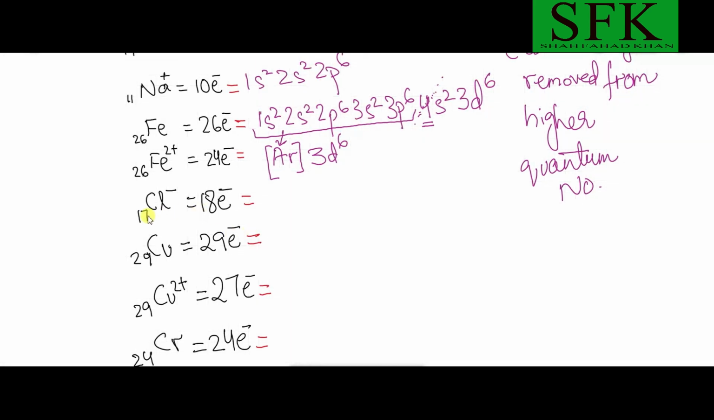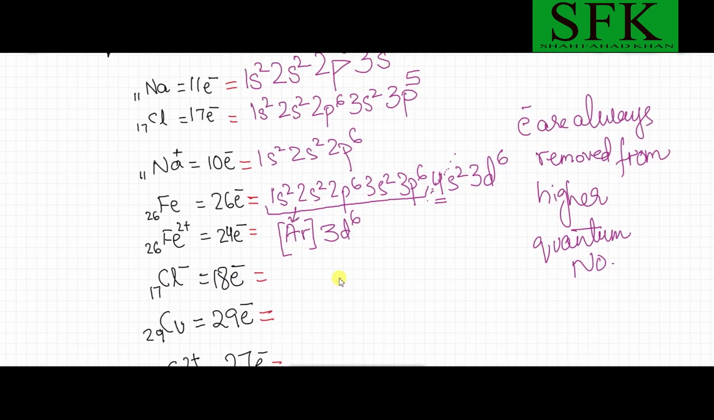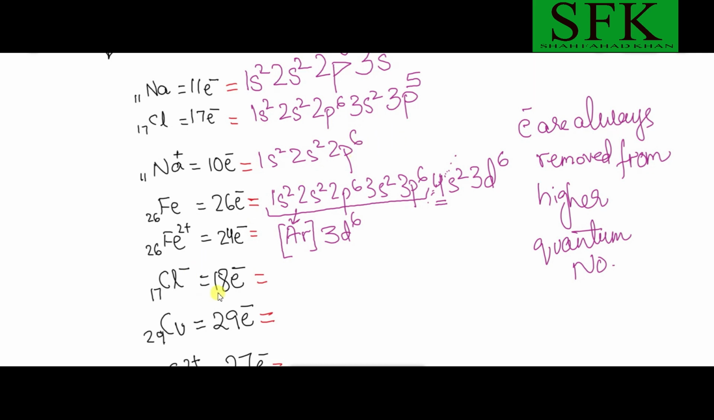Now coming to chloride ions, Cl negative. It contains 18 electrons, meaning one electron more than the protons.